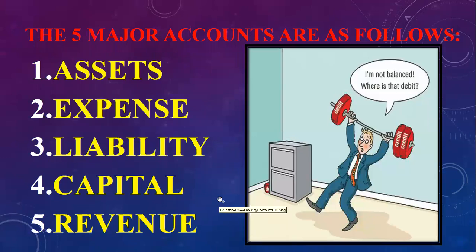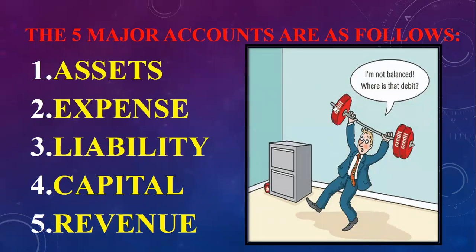Again, this picture in which we have five major accounts. Yesterday I told you that this person is not balanced. See, he is having two weights in the credited but one weight in the debit. What he is saying, I am not balanced. Why is he not balanced? Because we have two credit weights over here but one debit weight. Where is that debit? It is hiding over here at the back of this, you can say, drawer. So you have to make it equal.